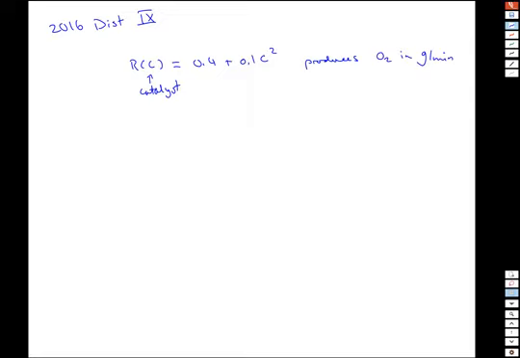Speaking of which, I just saw Anshul's question about the cobwebbing. Yeah, I'll go back and do that after we've done this question here.